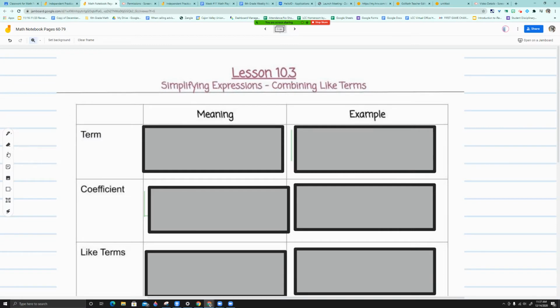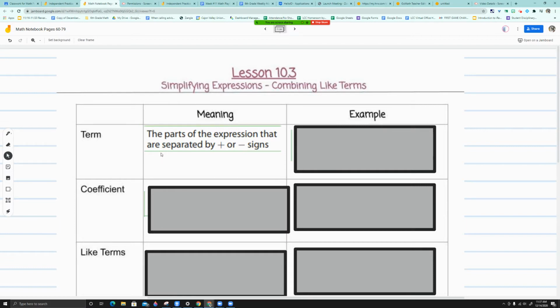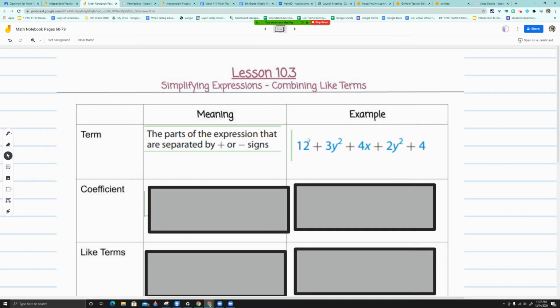The first one that we're going to be looking at is the definition of the word term. The definition for term is the parts of an expression that are separated by plus or minus signs. Now, I have an example here. We'll just do a little bit at a time. You can see that all of these are terms in this example because they have plus or minus signs. In this case, it's all plus signs, right? All the things in blue are terms because they have plus signs.